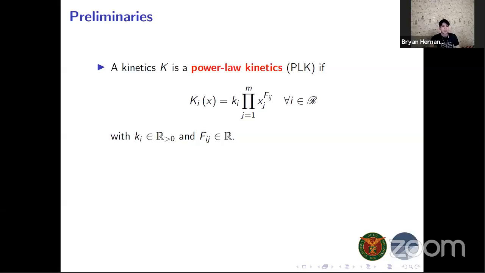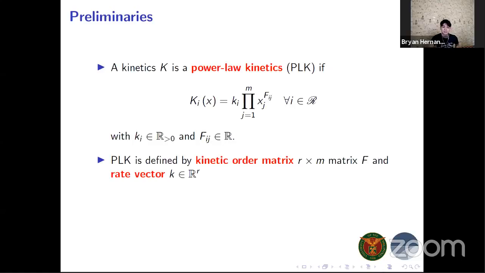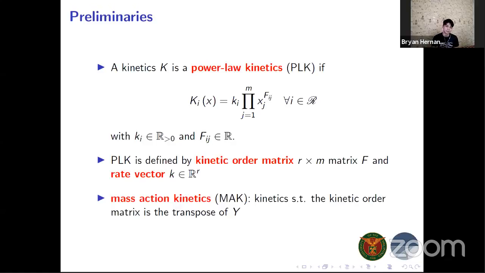A kinetics K is a power law kinetics if it has the following form. The ij entry of the kinetics is K sub i, the rate constant, times the powers of x sub j. The K sub i's are positive real numbers, while the entries of F are real numbers. So a kinetics is defined by a rate vector and this matrix, the kinetic order matrix. Now, if the entries of F are precisely the stoichiometric coefficients, then you have the mass action kinetics.